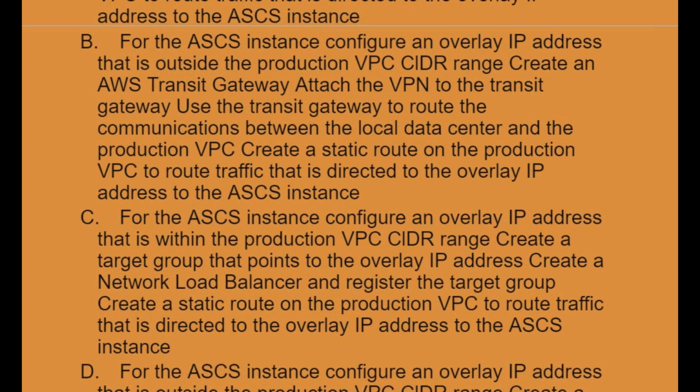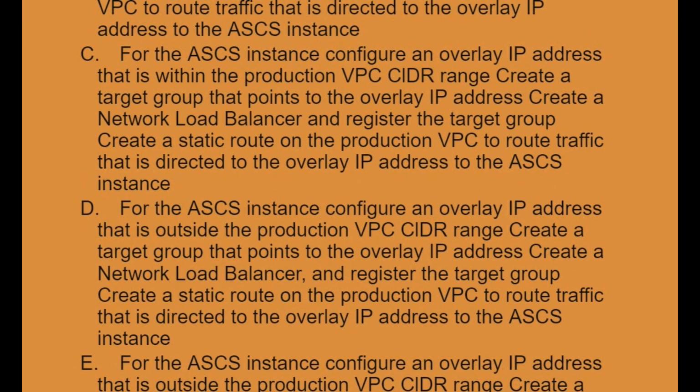Option C, for the ASCS instance, configure an overlay IP address that is within the production VPC CIDR range. Create a target group that points to the overlay IP address. Create a network load balancer and register the target group. Create a static route on the production VPC to route traffic that is directed to the overlay IP address to the ASCS instance.